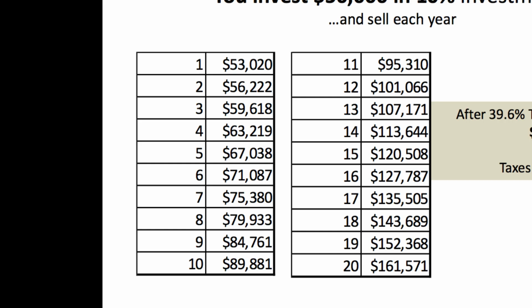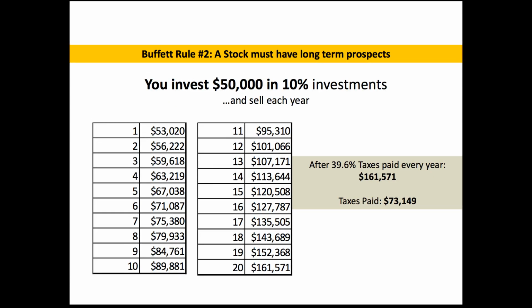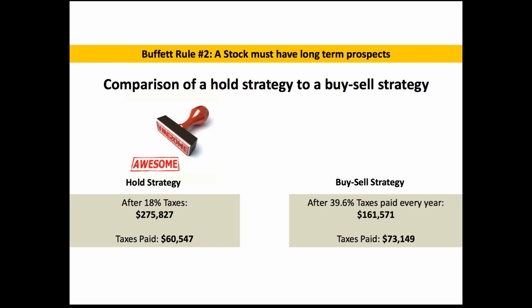Clear down to the 20-year mark where you have $161,571 at the end. And the taxes that you would have paid over that entire 20 years was $73,149. So here's a perfect example of a person who would be investing. And this is assuming they can continue to put their investment into a 10% yielding return every time they trade it. Okay, so let's compare those two.